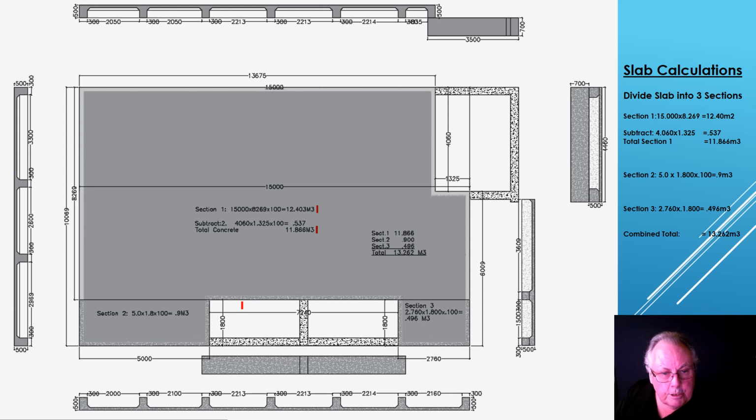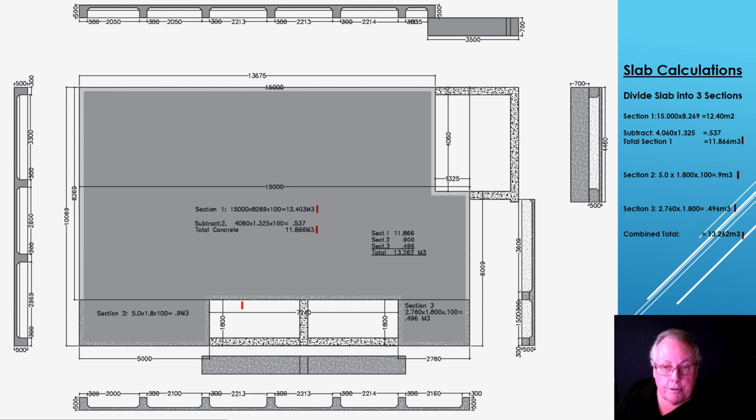We've got the garage, 5 meters by 1.8 by 100, gives us 0.9 of a cubic meter. And then we have section 3, 2760 by 1800 by 0.1, and we end up with 0.496. You can see each of those amounts here, subtract, there it is there, there it is there, and there's our third section. Combined total, 13.262 cubic meters of concrete.